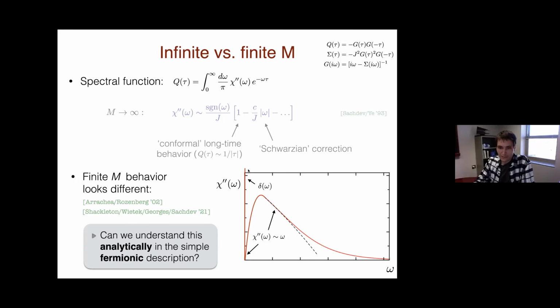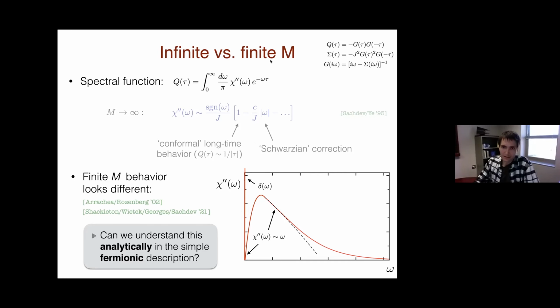So what does this delta function mean? If you translate back to the time domain, according to this definition up here, the delta function just means that Q of tau has a constant piece. So Q of tau is a constant plus some tau dependent contribution. And this constant piece is precisely related to this Edwards-Anderson order parameter that I introduced in the beginning, which said that we can diagnose spin glass order by a constant behavior in the 2-point function at long times, at low frequencies. Okay, so this kind of spectrum is what we want to understand.